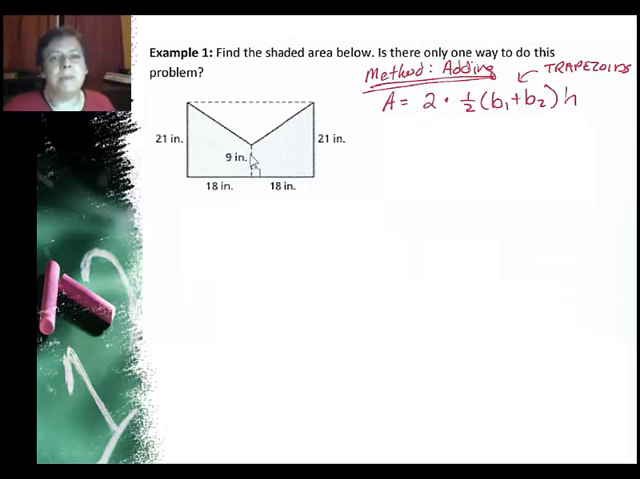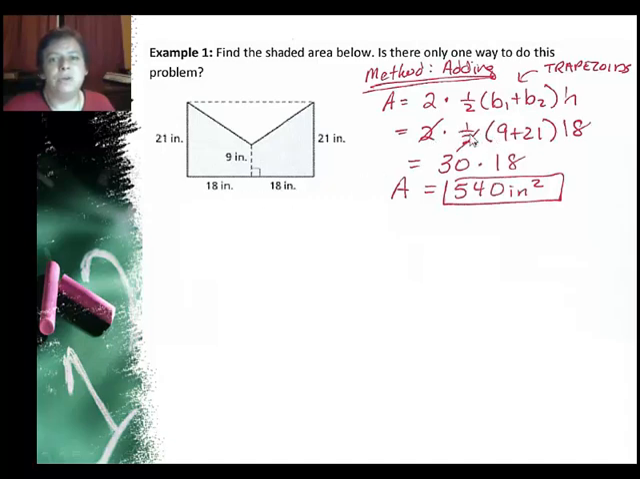Well, I can see base 1, one of them is 21 and one is 9, and the height for both trapezoids is 18. So I have 2 times 1/2 times 9 plus 21 times 18. And this simplifies, so I have 30 times 18, or 540 inches squared.